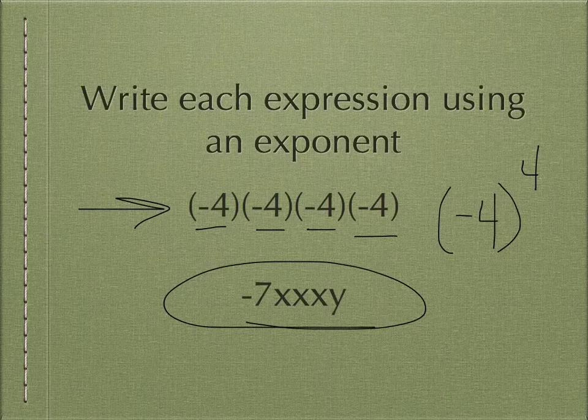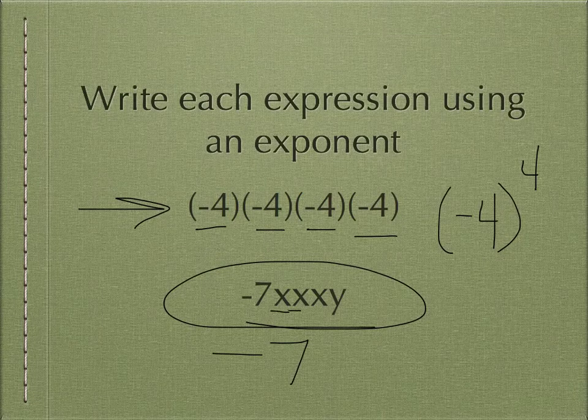Okay, so now that you have the -4 in your notes, let's look at this next one and see how you wrote it. Hopefully you wrote it as -7. x is repeatedly multiplied 3 times, so that would be x cubed, and then y. So the correct answer should have been -7 x cubed y. Make sure this is the answer you have in your notes. If you don't, make the adjustments and correct it.